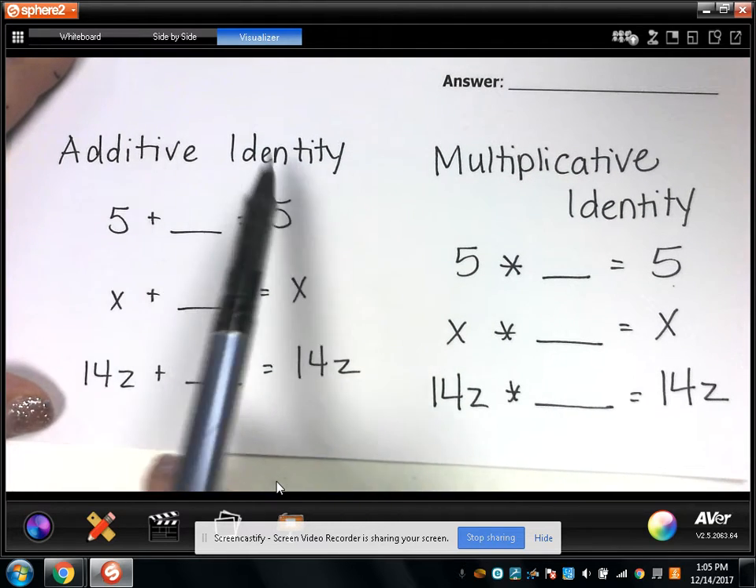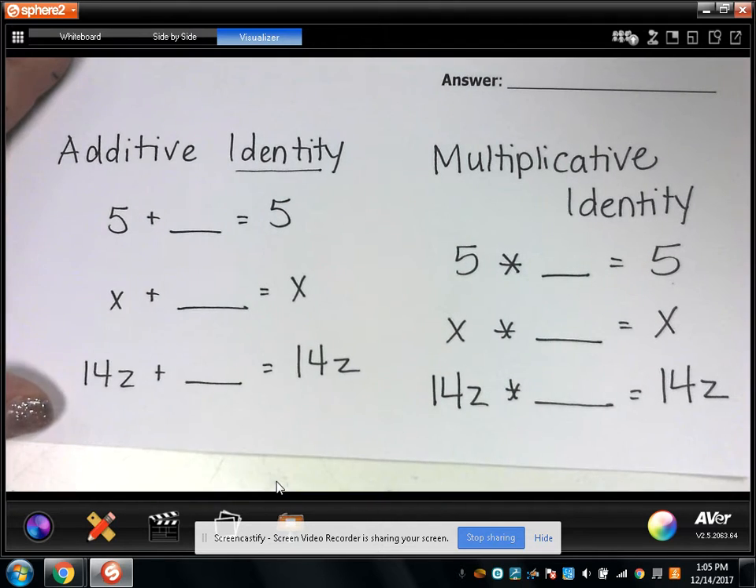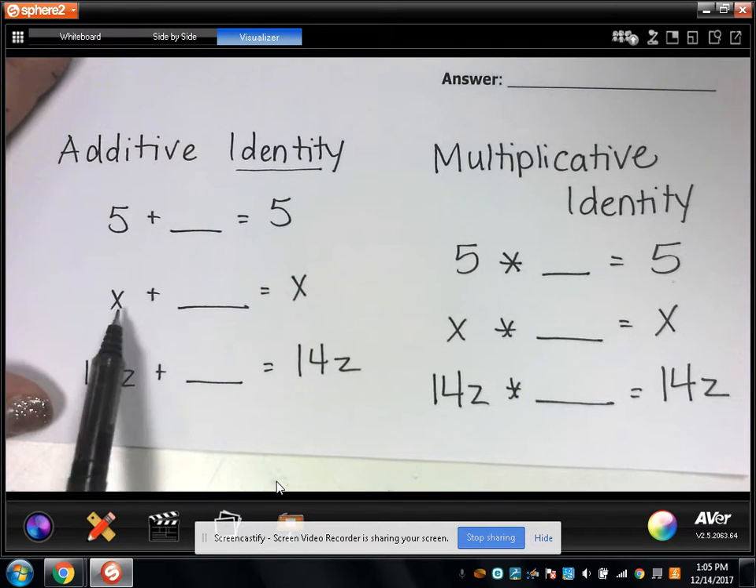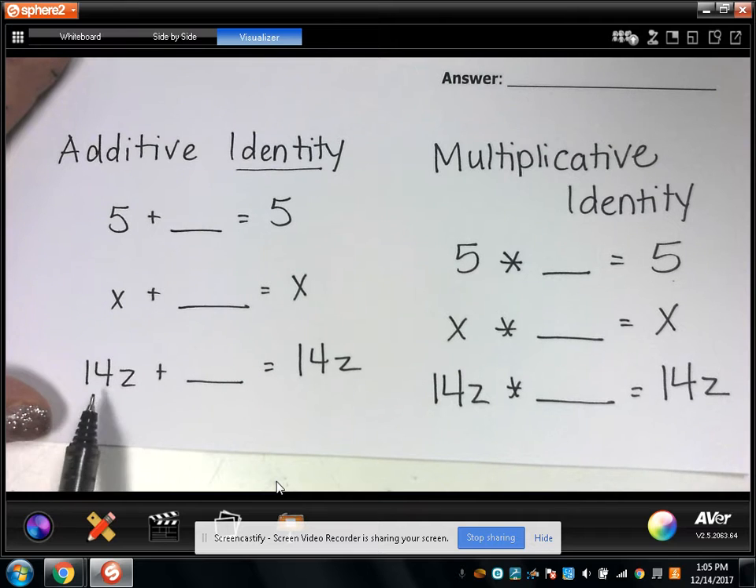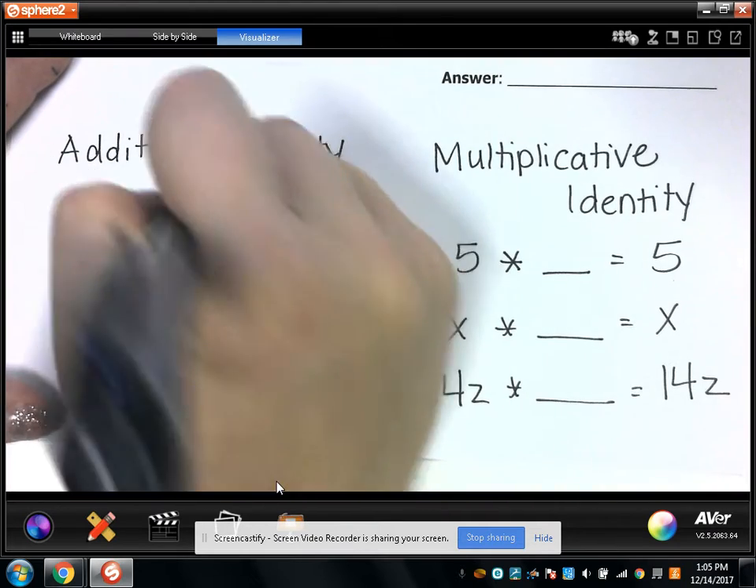So for additive identity, we're looking for things that I can add to numbers and get the same number back. So if I add it to 5, I get 5 back. If I add it to x, I get x back. If I add it to 14z, I get 14z back. So the additive identity is the number 0.